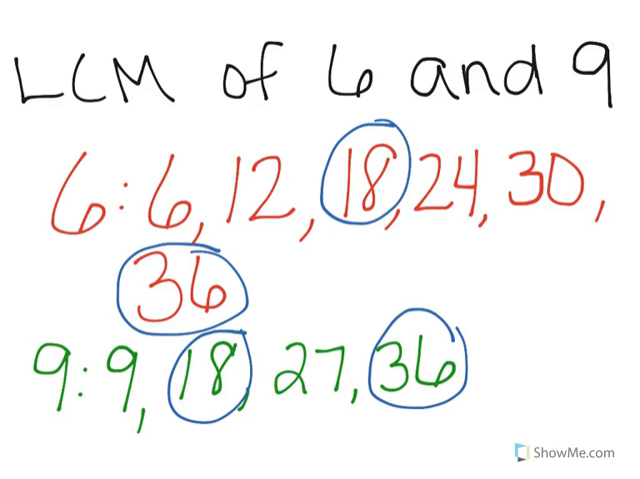While I was writing my multiples of 9, if I had already noticed that 18 was in my multiples of 6 list, I could have stopped. I didn't need to go any further because I had already reached the smallest, or the least, multiple that they had in common. So the least common multiple of 6 and 9 is 18.